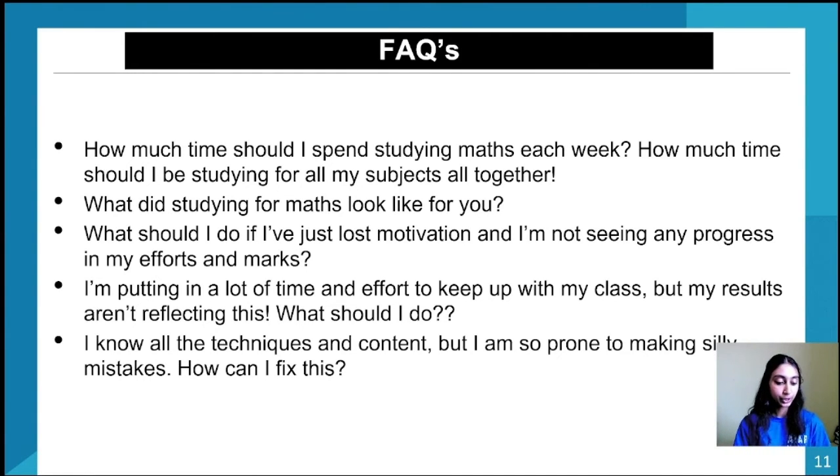Okay. Last question. I know all the techniques and content, but I am so prone to making silly mistakes. How can I fix this? This is once again probably something that everyone could relate to. And there is actually a method that I didn't make up. I actually got this from the 800s lecturer before me, the person that lectured me. And I started using it. Initially, I was like, this is such a dumb long list. But once I started actually putting it into practice, I actually saw results.